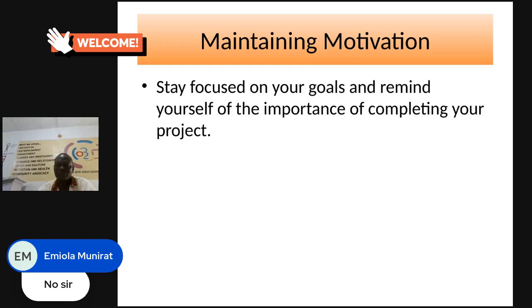Maintaining motivation. There are so many times it will seem as if the whole world is against you. You get to a certain point in the journey of your project where everything will be working against you. You have to stay focused. Focus on your goals. Remind yourself of the importance of completing your project.